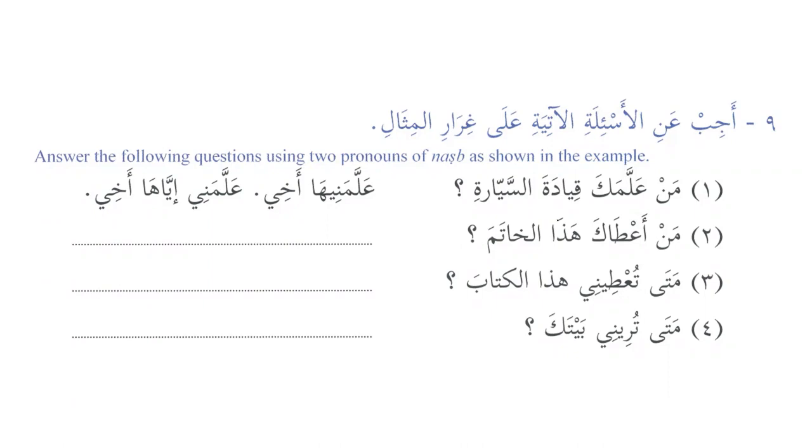من علمك قيادة السيارة؟ Who taught you to drive the car? So we have قاد يقود قيادة. قيادة is basically the masdar, and that is driving. So who taught you driving, or who taught you how to drive a car? علمنيها. So it was علم, and then we have ya al-mutakallim, and we know that before ya al-mutakallim we have to use noon al-wiqaya, right? علمنيها أخي. My brother taught it to me. Or you want to say علمني إياها أخي. My brother taught it to me.